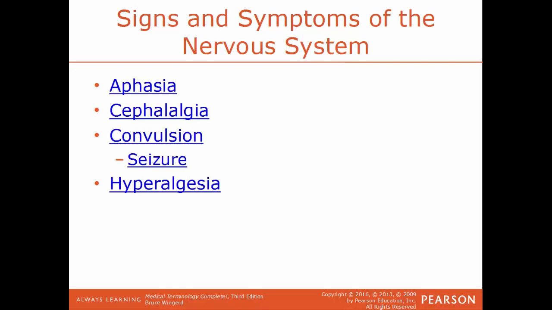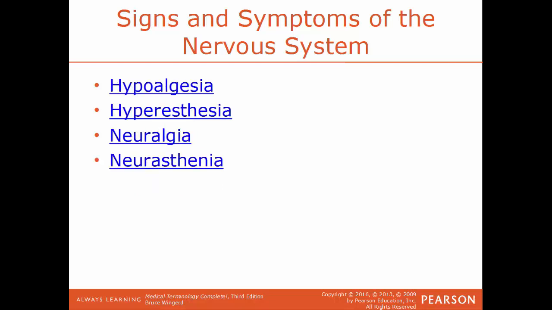And our next term, hyperalgesia. This is an abnormally heightened sensitivity to pain. The opposite of that, hypoalgesia, is abnormally lessened sensitivity to pain. Our next term, hyperesthesia. This is an abnormal sensitivity to touch or to pain or to other sensory stimuli.